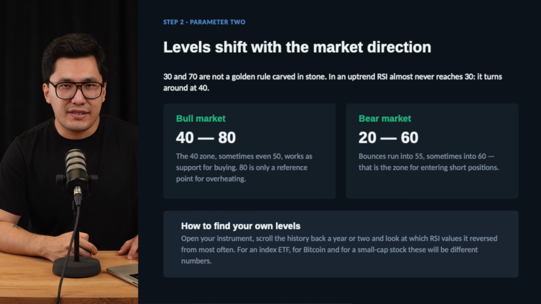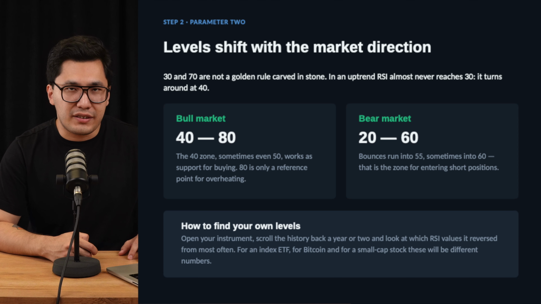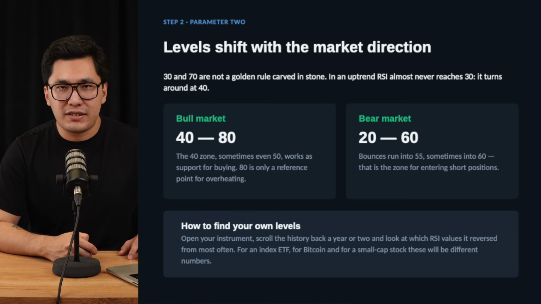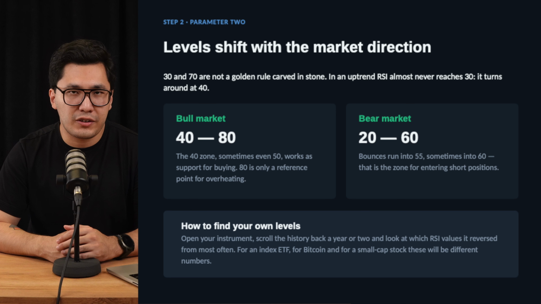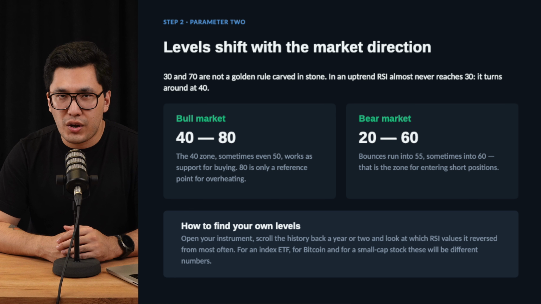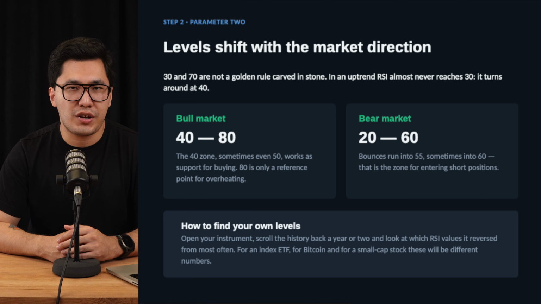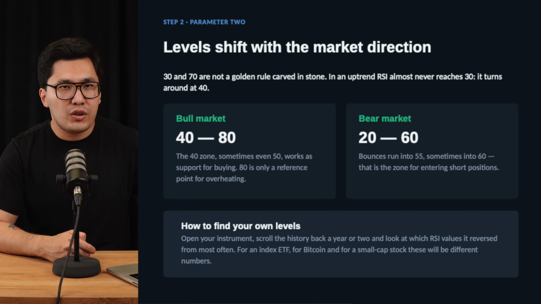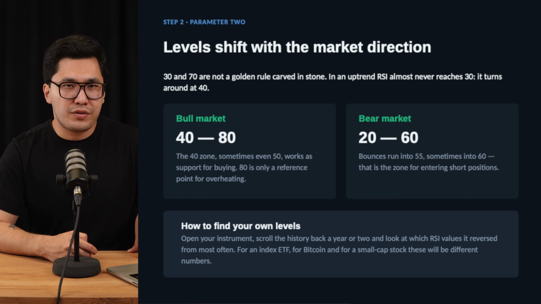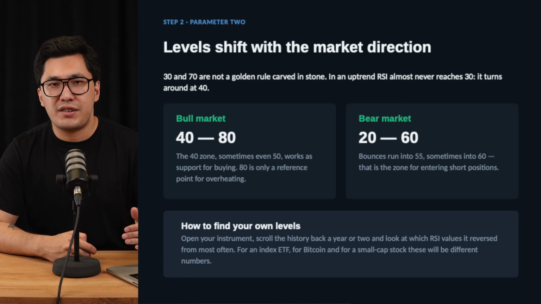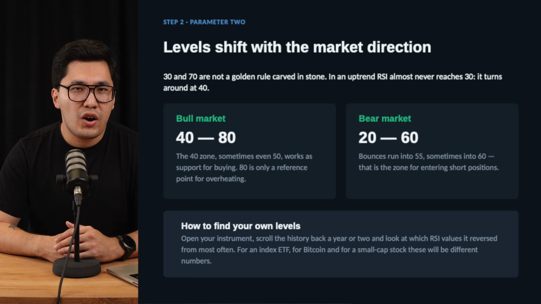Second, the level. This point is the most underrated. The 30 and 70 levels are not a golden rule carved in stone. You need to adjust them depending on the market's direction. In an uptrend, RSI rarely drops all the way to 30. It tends to reverse around 40. So in a bull market, the working range is roughly 40 to 80. The 40 zone, sometimes even 50, acts as support for buying, while 80 is just a reference point for overheating.